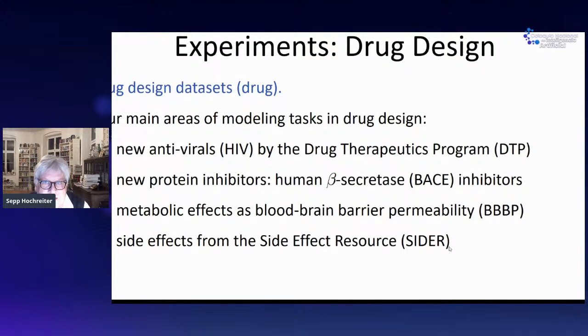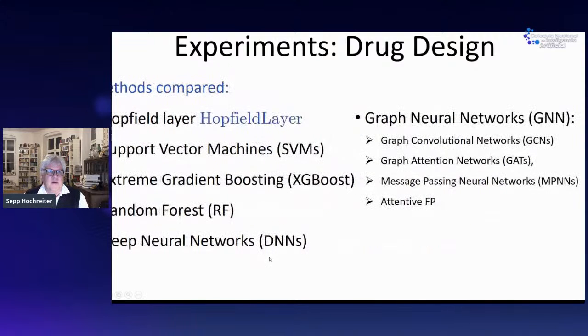That's my last data set, struct design. We applied the Hopfield network to 4 standard data sets in drug design, like for new antiviral. This data set was HIV. We should do it for COVID. Protein inhibitors, here's a human beta secretase. Metabolic effects like the blood-brain barrier, or just side effects of some drugs or drug candidates.